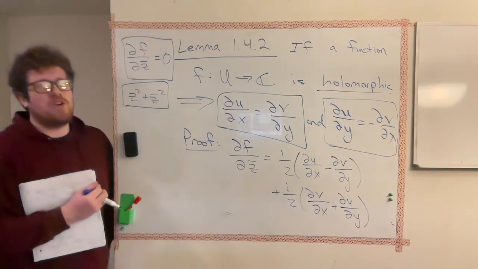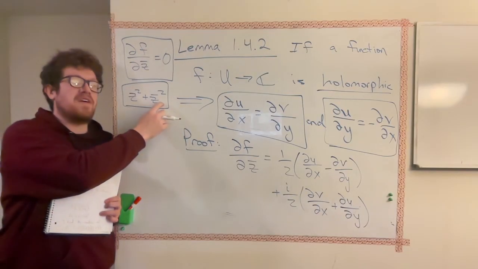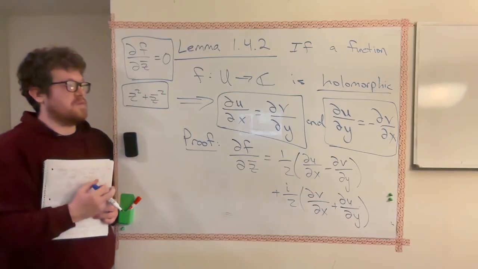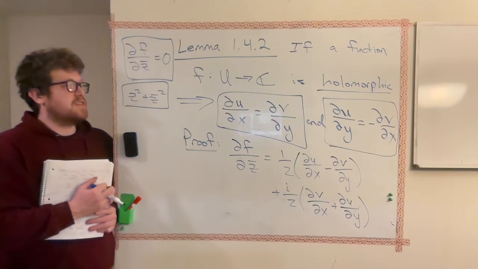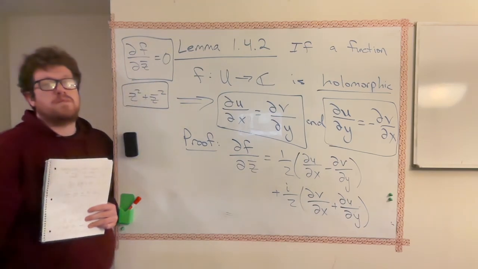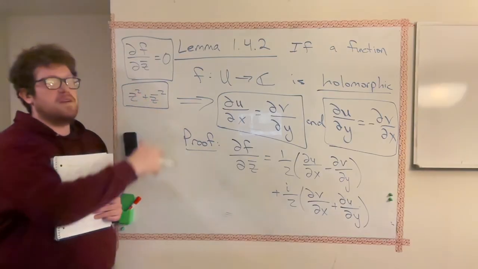Essentially, any polynomial where you have any sort of Z bar in there is not going to be holomorphic, because the derivative with respect to Z bar is never going to be 0 on an open set. It's only going to be 0 on some discrete set, whatever the roots are of the derivative.